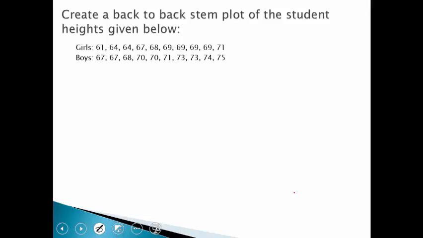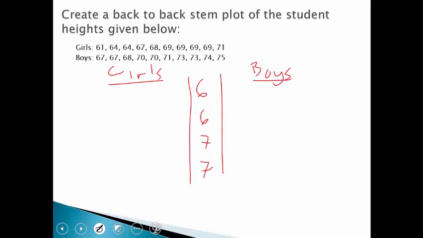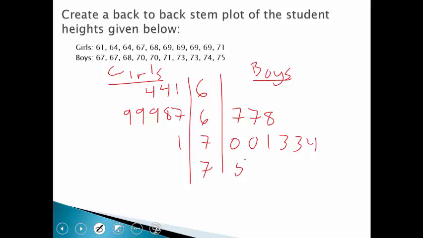So what we can do, again, I'll probably split this just because we've got 60s and 70s. So we'll do girls. You'll have to excuse me, I'm having to boys on this side. And then start picking through. So 61, 64, 64, we got a 67, 68, a 69, a 69, a 69, and a 71. For the guys, we go 67, 67, 68, 70, 70, 71, 73, 73, 74, 75.